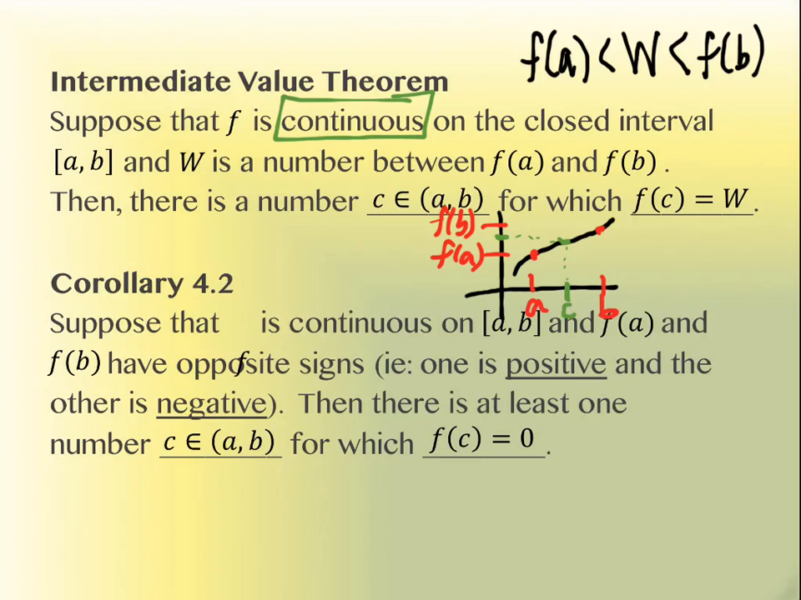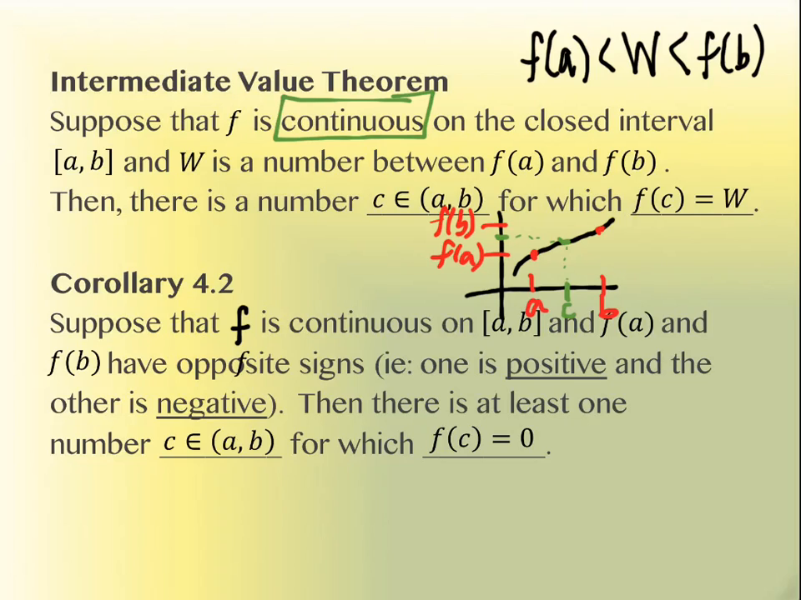I've got something weird going on down here, don't I? All right, that should say F. Suppose that F is continuous on A to B, and F of A and F of B have opposite signs. So one's positive and one's negative. That's what that means, right? They have opposite signs. Then there is at least one number, C, where you actually hit the x-axis.